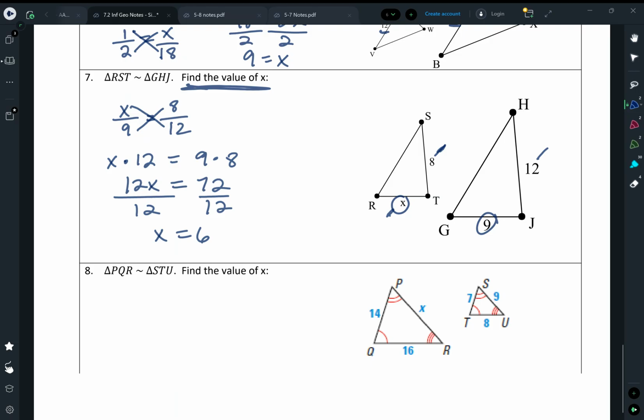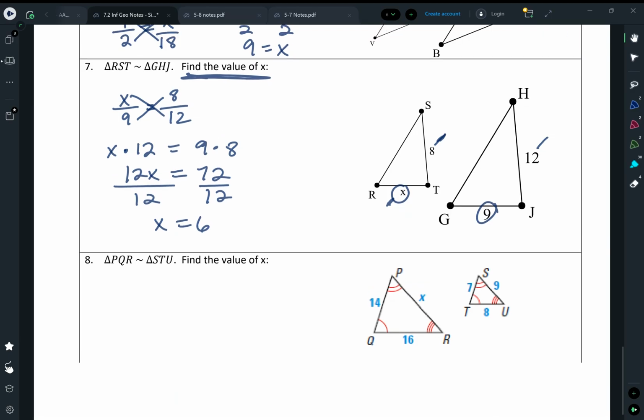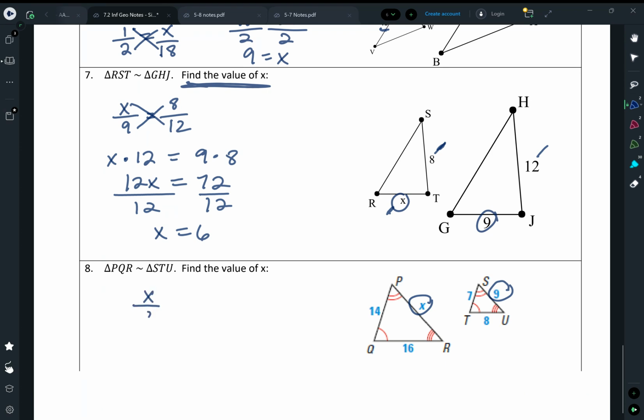One more problem here where we're going to do the same thing. We're going to set up a proportion and solve. This one has a lot of different options. It gives me all 3 sides, but I only really need 2 sides. So I'm going to match up x off the big triangle. We can have the big one first, it doesn't matter, with 9 on the second. So x over 9 is equal to, and then I could use 16 and 8, or I could use 14 and 7. It doesn't matter.